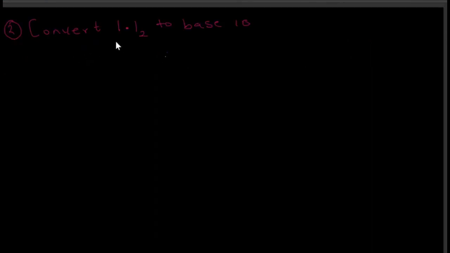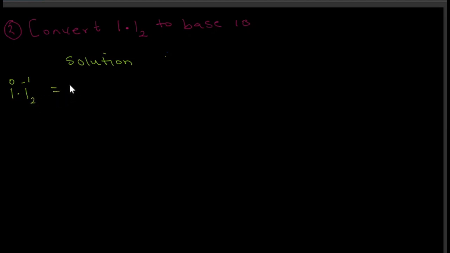Question 2 says convert 1.1 base 2 to base 10. You can see that this one has a decimal point. That's another thing I would love to show you. When there's a decimal point, we have 1.1. When there's a decimal point, the digit after the decimal point takes a power of a negative number. And it starts from the left, right? So this is to the power of minus 1, and this is to the power of 0. Okay? And this is base 2, right?